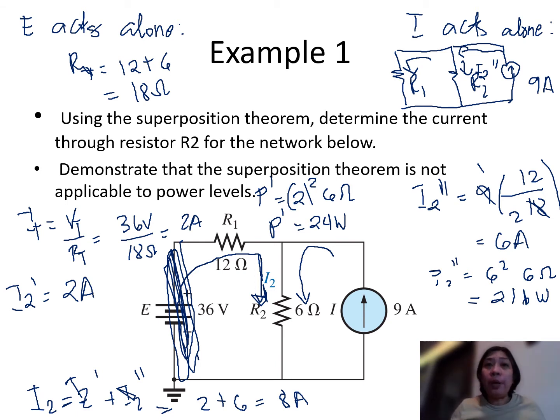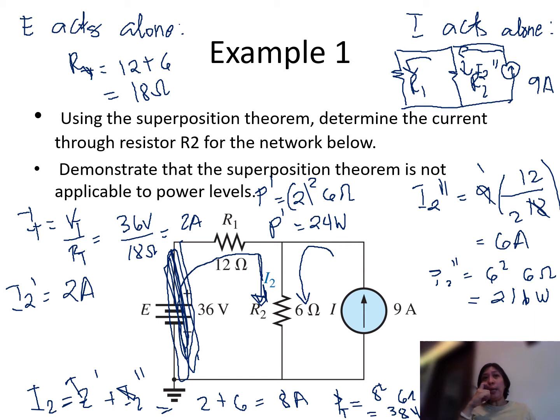Now, how about the power being dissipated when the voltage source and the current source act together? Our total power is equivalent to 8 squared multiplied by 6 ohms. So this will give us 384 watts.